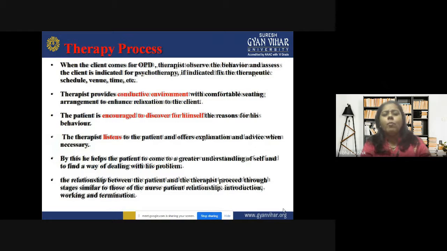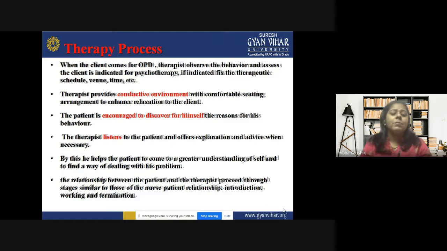Now, therapy process. When the client comes from OPD, the therapist observes the behavior and assesses whether the client is indicated for psychotherapy or not. If indicated, fix the therapeutic schedule, venue, time, and so on. If the therapist considers that therapy must be given, then he fixes the schedule: on that day, at that time, at this place, you have to come for your therapy.